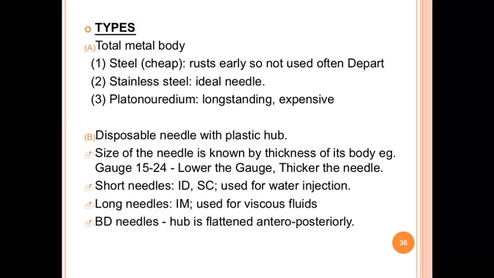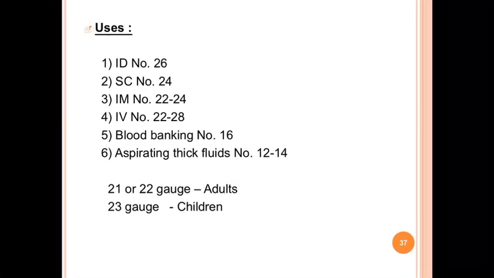Short needle is used for intradermal and subcutaneous injection, for water injection. Long needle is used for intramuscular injection and for viscous fluid. Blood donation needle hub is flattened anteroposteriorly. Uses: different sites have different gauge numbers.